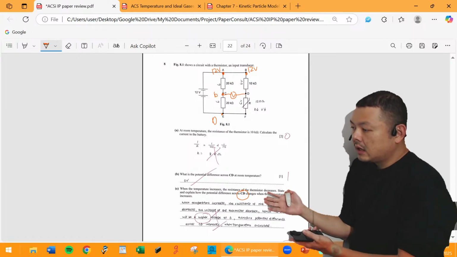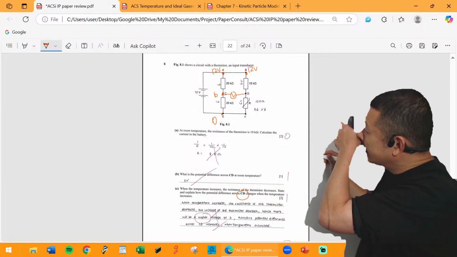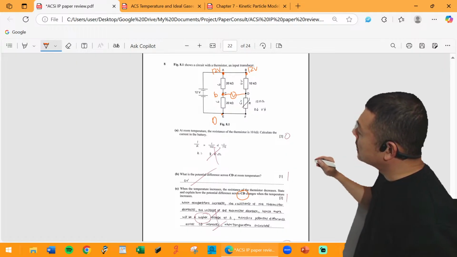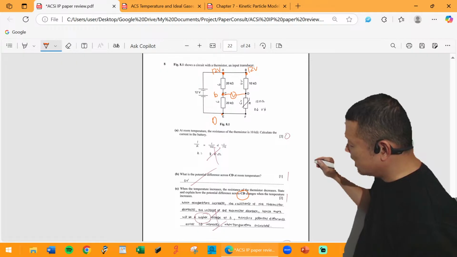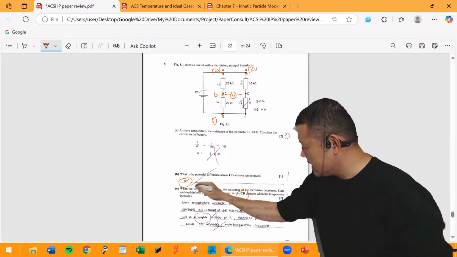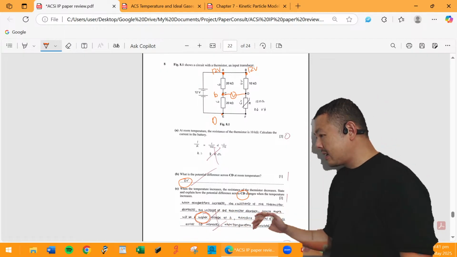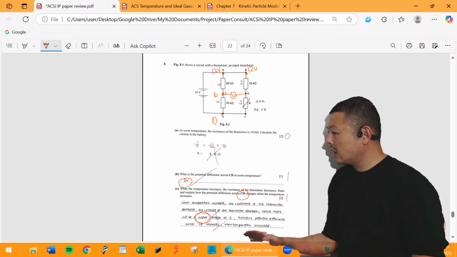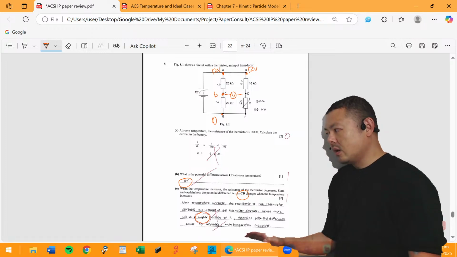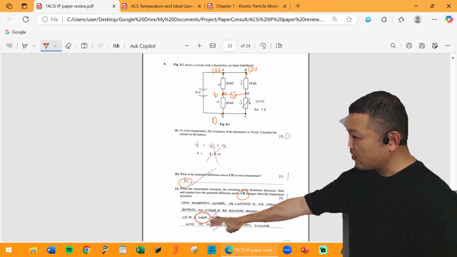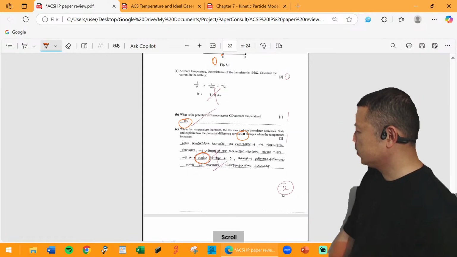Why do you get 0 volts for D? Oh, okay, okay. Okay, fine. Then that means what? You made a careless mistake or what? Okay, you go and fix this. You go and fully understand this. Why is this wrong?